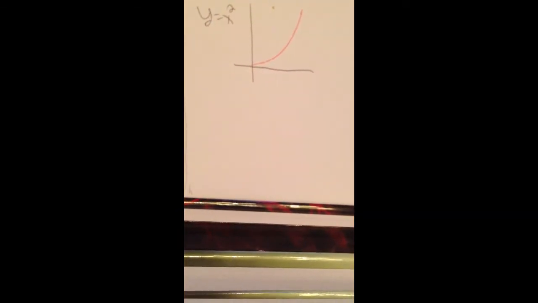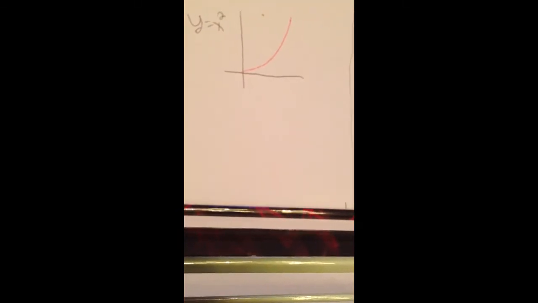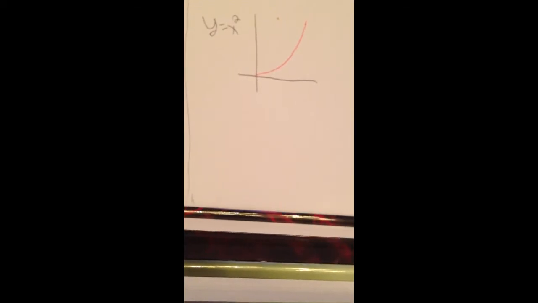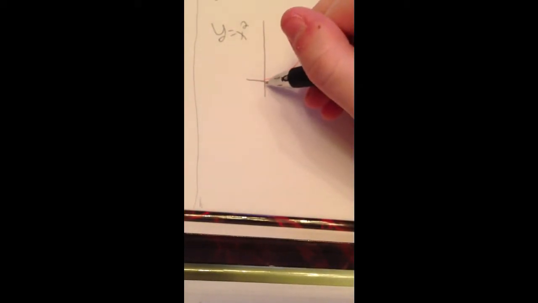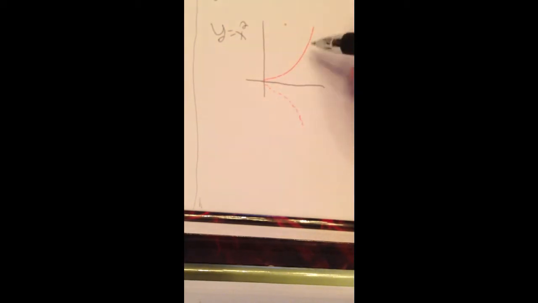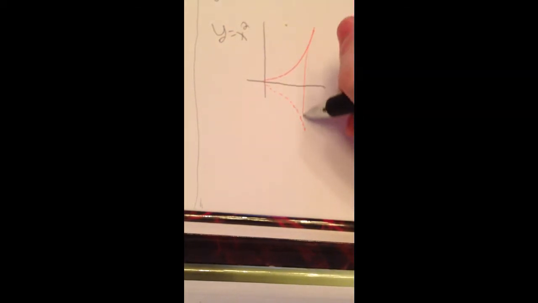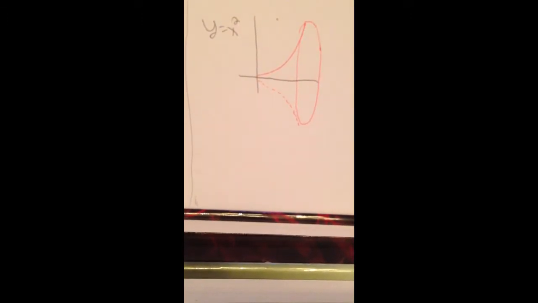Now, right now I'm only drawing it from 0 to 2. You'll see why a little bit later. But what is this graph going to look like when it's rotated? Well, we're going to rotate it over the x-axis, which is right here. So when we rotate it, it is going to look something like this. And when you turn that into a solid, it's going to have this kind of funnel shape.